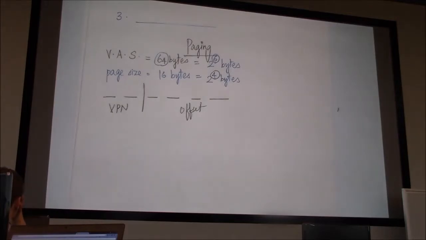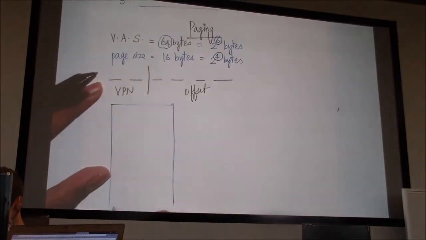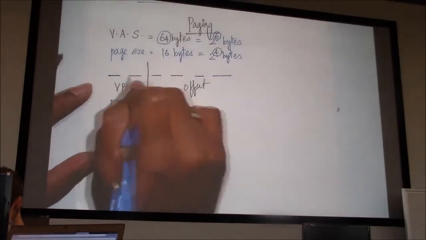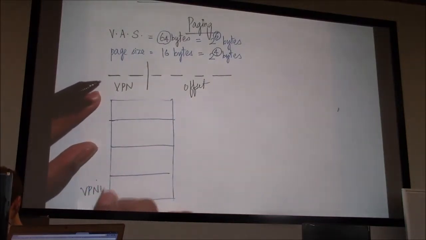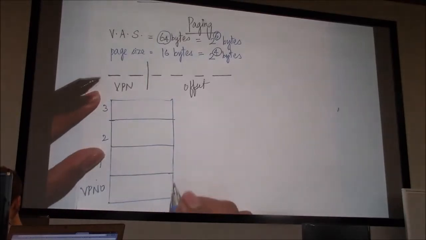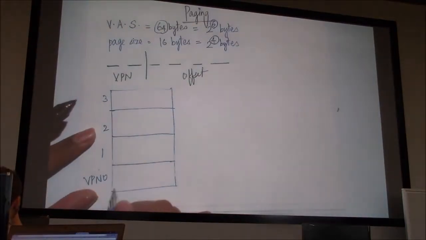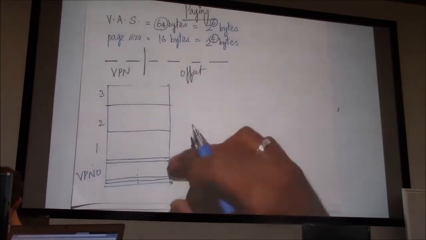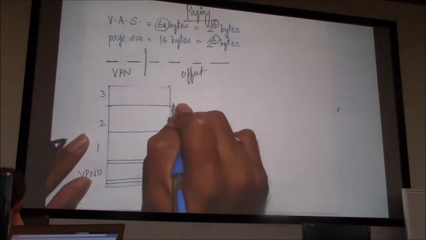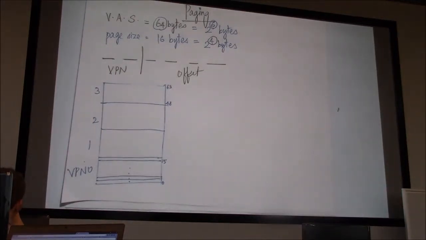With this, now we can easily have a diagram of our virtual address space. Since we have only 2 bits for our VPN, we are only going to have 4 virtual pages with VPNs 0, 1, 2, and 3. Each virtual page in turn is going to have 16 bytes in it. So virtual page 0 is going to have bytes 0, 1, 2 up till 15, and bytes 48 to 63, the last 16 bytes, will be in virtual page 3.